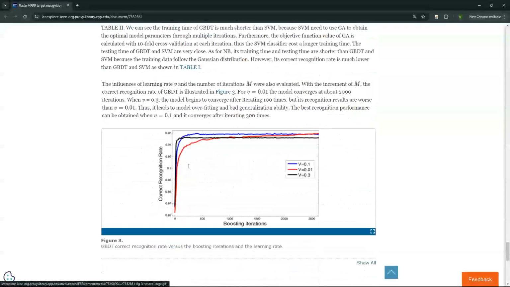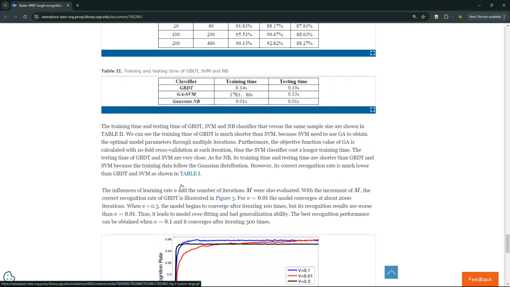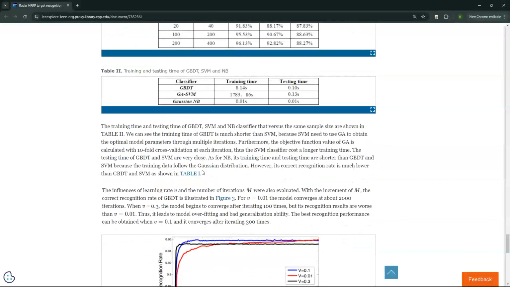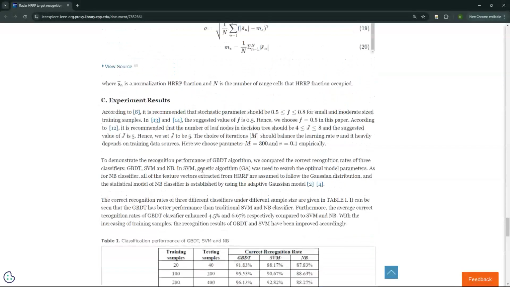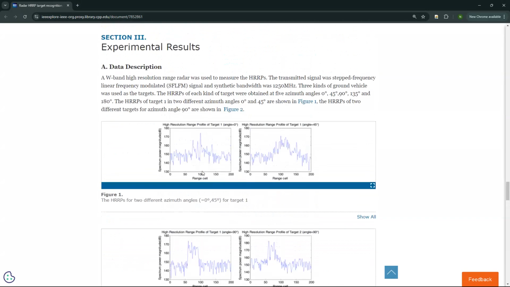By the way, they show the correct recognition rate versus boosting iteration for the gradient boosting, and using this parameter V, changing it, optimizing for it, I guess the hyperparameter. We're not going to go deeply into how the gradient boosting algorithm works. You can read about it in this paper or other papers, it doesn't matter. It's a very well-known machine learning algorithm.